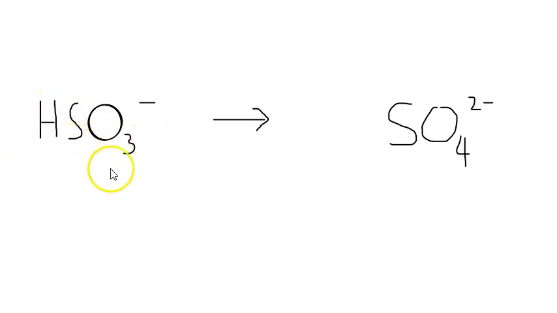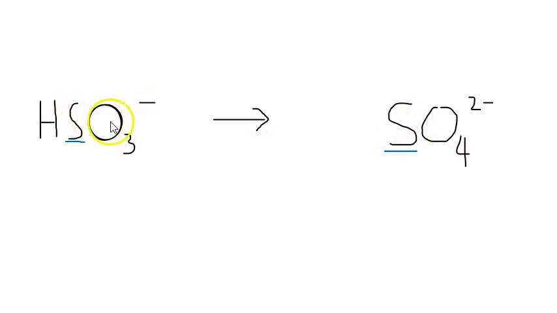So the first step is that we need to balance the non-oxygen and non-hydrogen atoms. We've got a sulfur there and a sulfur there. So those are non-oxygen and non-hydrogen atoms. There's 1 of each, so there's nothing that we need to do to balance that. That's all good for us.